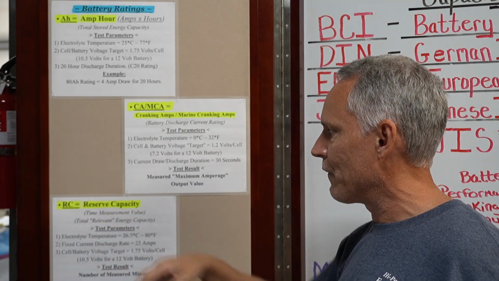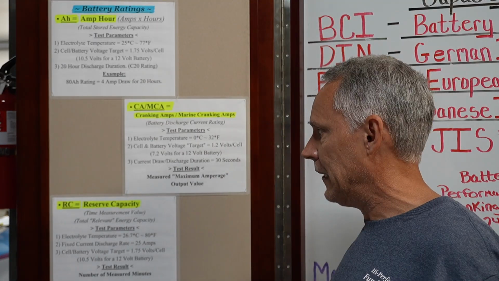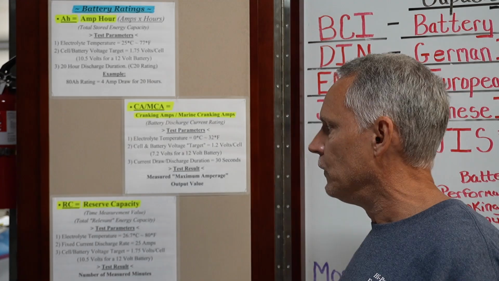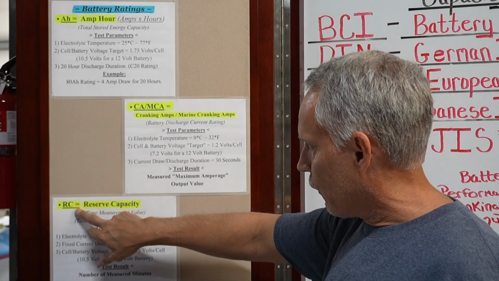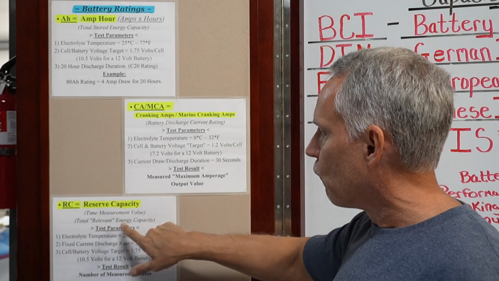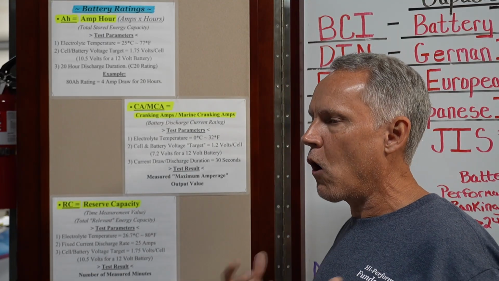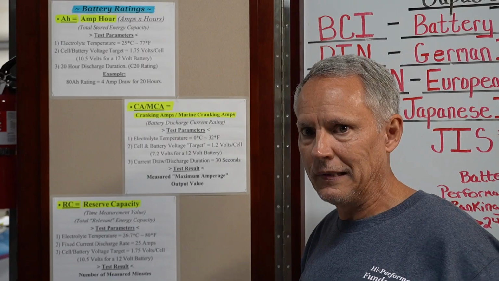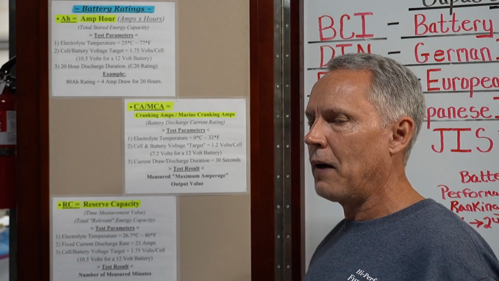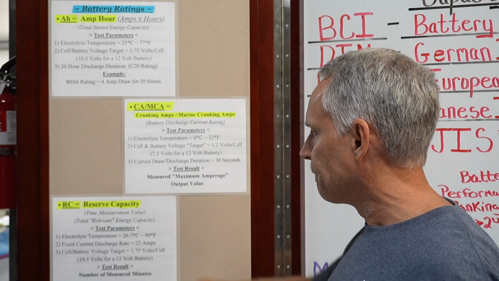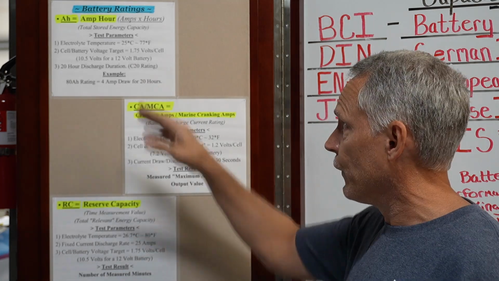So when you see RC on a battery, if it says 72, that means it could do it for 72 minutes. If it says 100, it could do it for 100 minutes. Okay, so it's a time measurement value and it's measured in minutes. So reserve capacity: time measurement value, total relevant energy capacity. That's what I call it, a total relevant energy capacity. Now, amp hour is a total stored energy capacity, absolutely. But what do I mean by relevant? Okay, let's go through the test parameters real quick. So electrolyte temperature is 26.7 degrees Celsius, 80 degrees Fahrenheit, very similar, right?